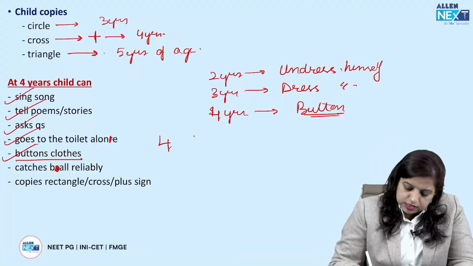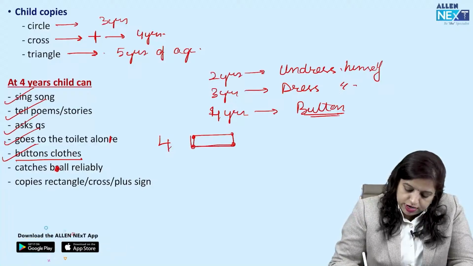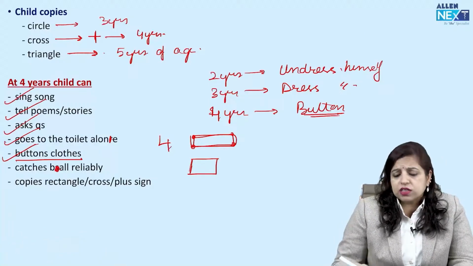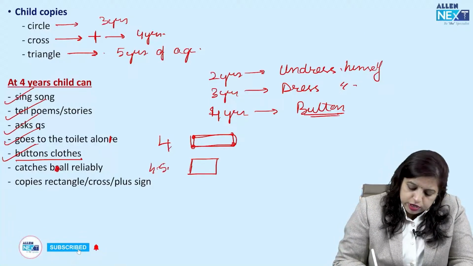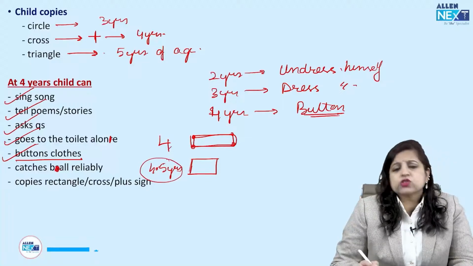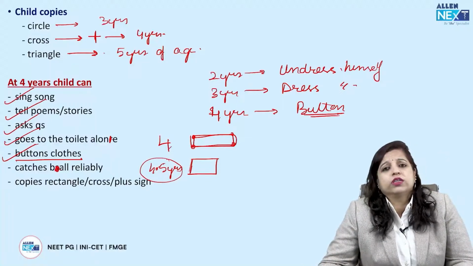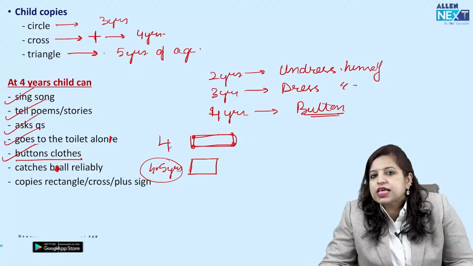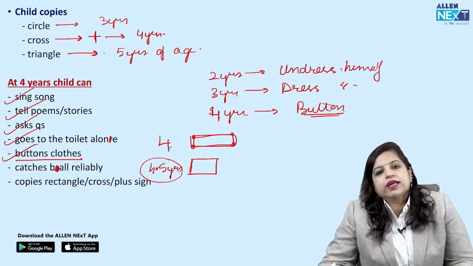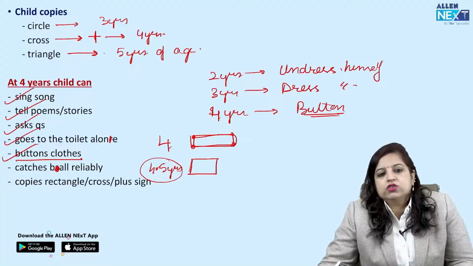How do you remember? 4 is 4 corners, so the 4 corners of a rectangle he is able to draw at 4 years. For that matter, you can also say square, but for square they have specifically written 4.5 years, but it does not matter. They are not going to ask you so much in detail, but you should know that 4-sided figures like a rectangle are drawn at 4 years of age, right?